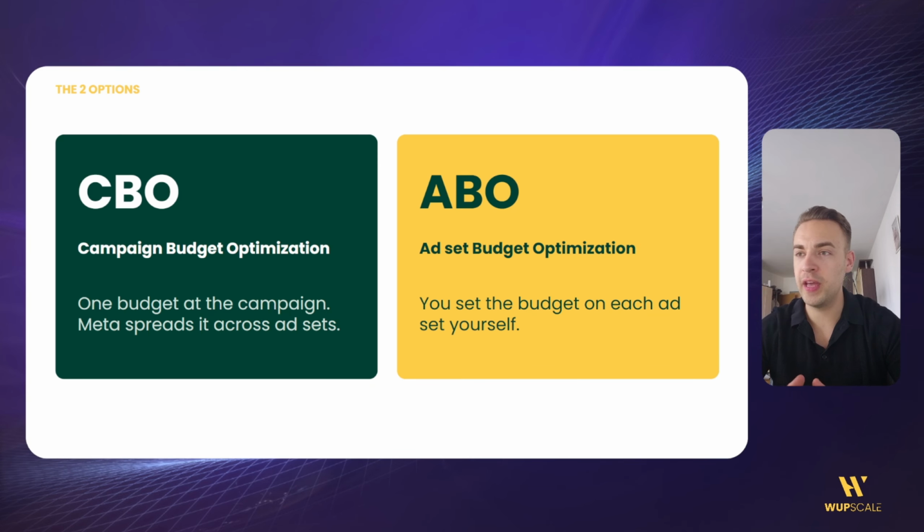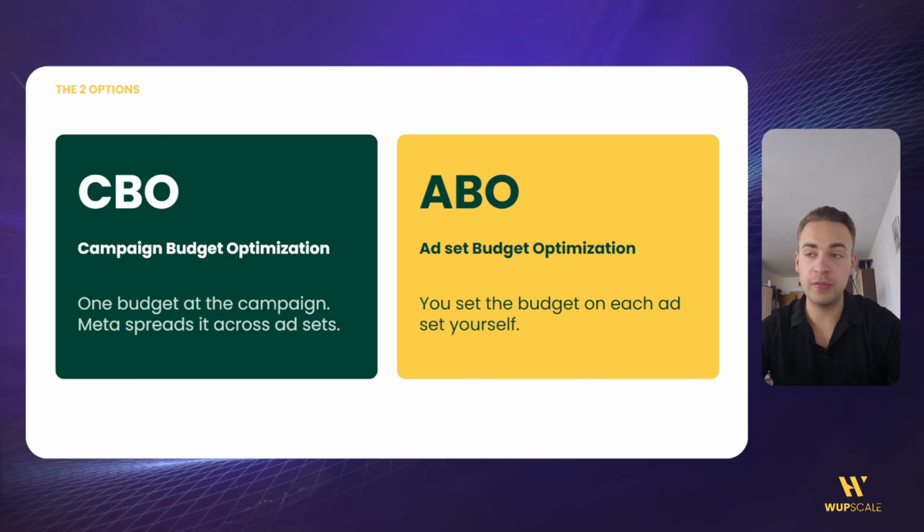So the two main options we have are CBO and ABO. What they stand for: CBO is campaign budget optimization. It means you set one budget at the campaign level, and Meta is going to spread it across the different ad sets and the different ads. ABO is ad set budget optimization. So inside each campaign, you can set different budgets for each ad set. Now, since a campaign can have 20 to 40 ad sets, you already see it's much simpler to set the campaign budget, because if you just set $50 per day, every day I'm going to spend $50 on Meta ads.